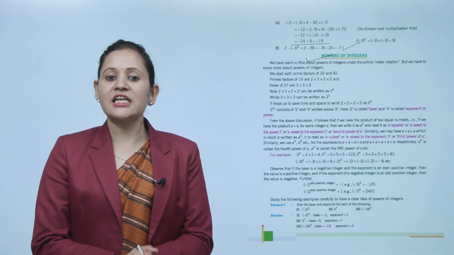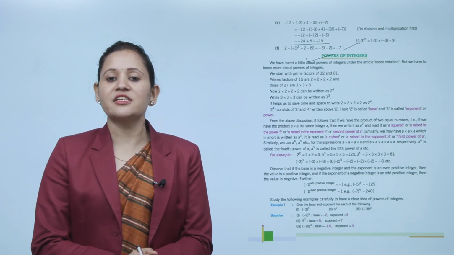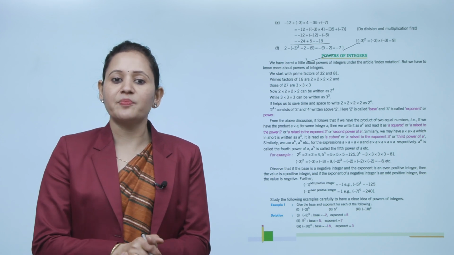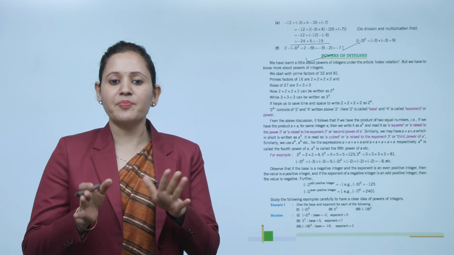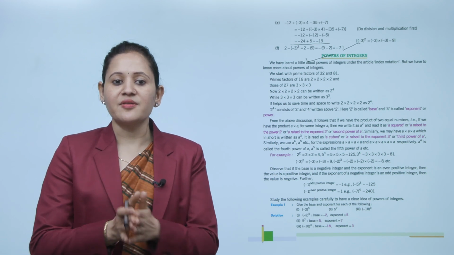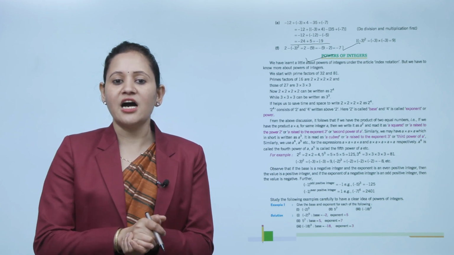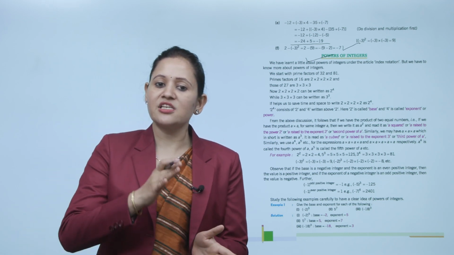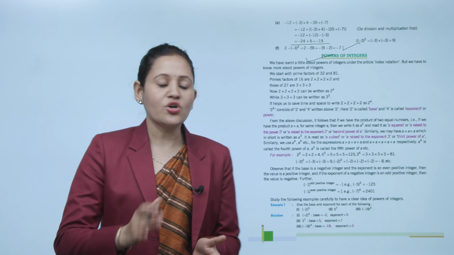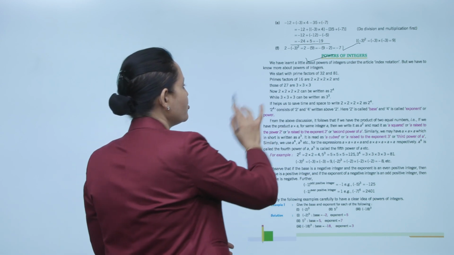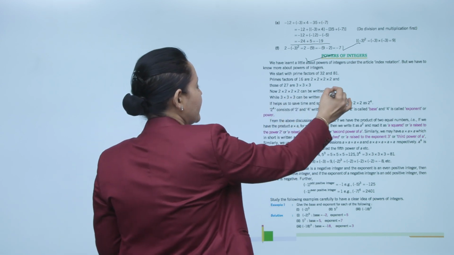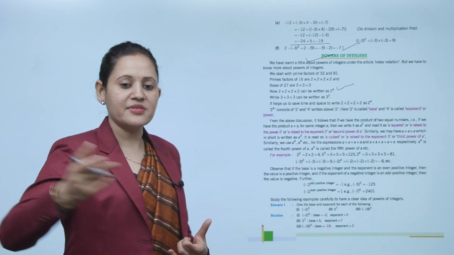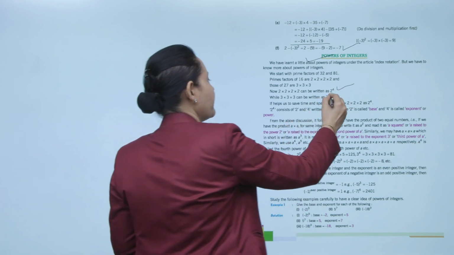Next, powers of integers. We have learned a little about powers of integers under the article index notation, but we have to know more about the power of integers. We start with the prime factors of 16 and 27. Prime factors of 16 are 2 into 2 into 2 into 2, and of 27, 3 into 3 into 3. So 2 into 2, 4 times है, so that can be written as 2 to the power 4, and 3 into 3, 3 times, that can be written as 3 to the power 3.